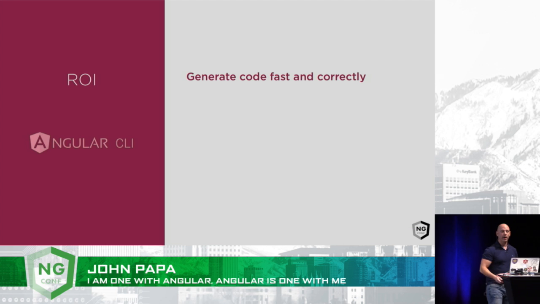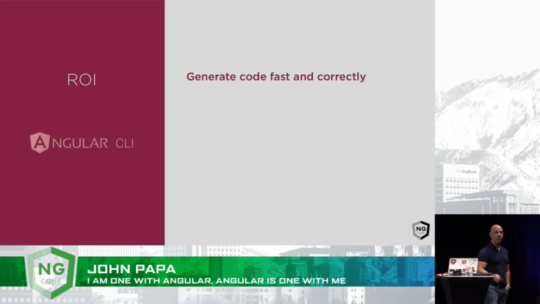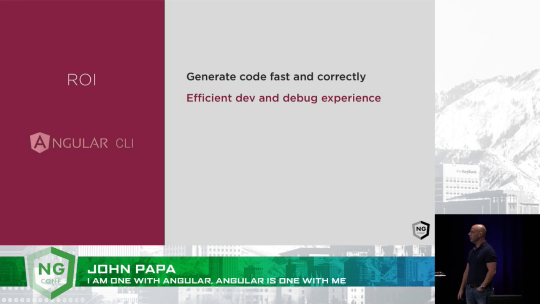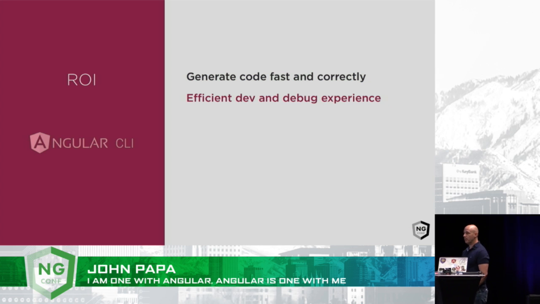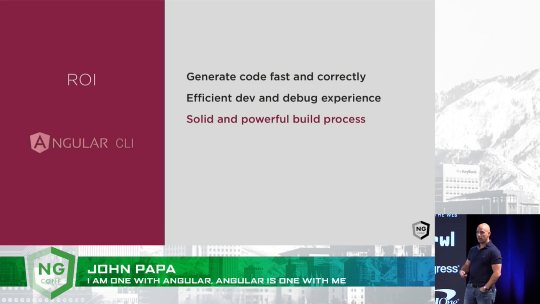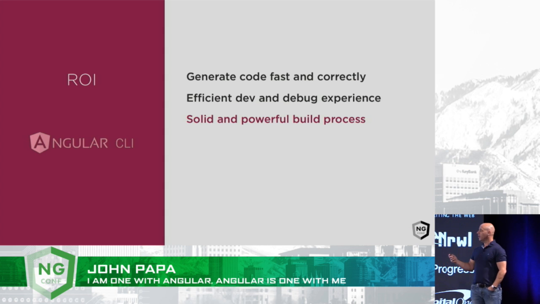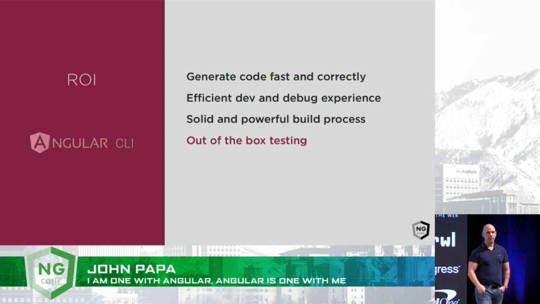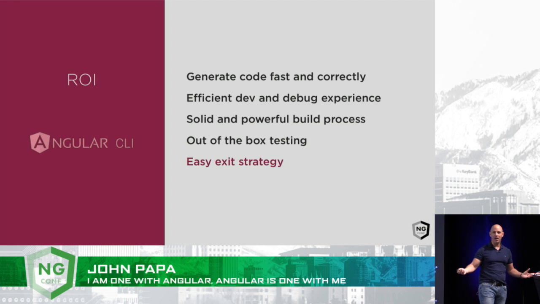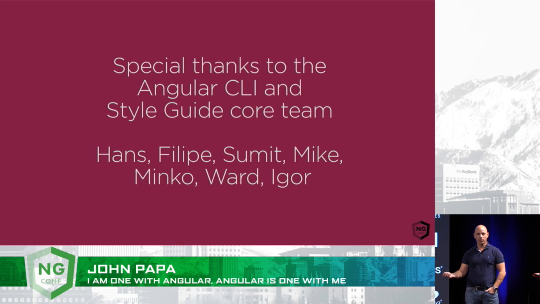So what's the ROI? Why should we use this? Generate code fast and correctly. We want to follow the style guide and deviate where we need to. An efficient development and debugging experience helps us go through the process. You can actually debug end-to-end tests and debug unit tests with it as well. It's an awesome build process. We get testing right out of the box because the hard part about testing isn't running it or writing tests. It's setting up the configuration. And we get an easy exit strategy, or eject as they call it, which I love. And when you do all of these things, it's great.